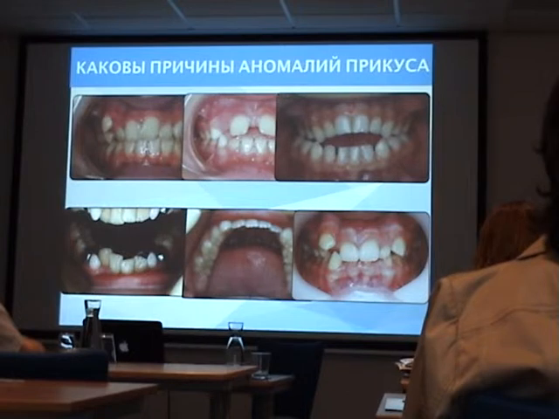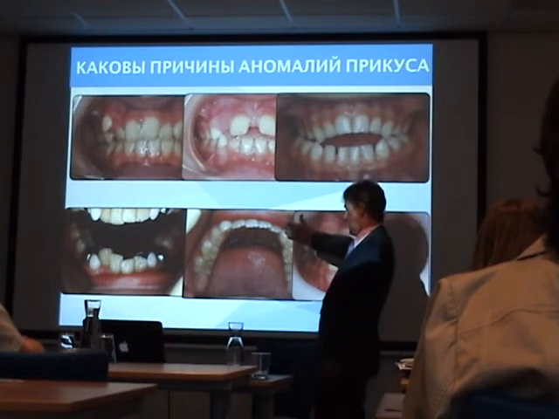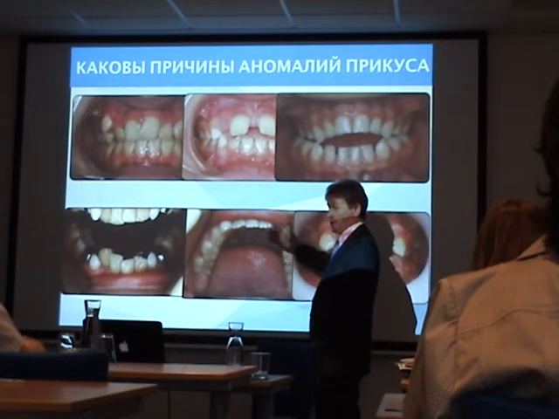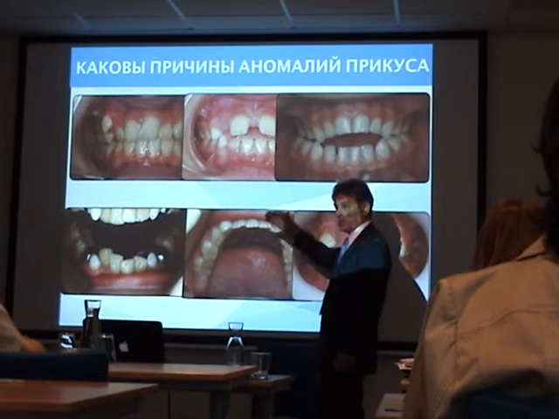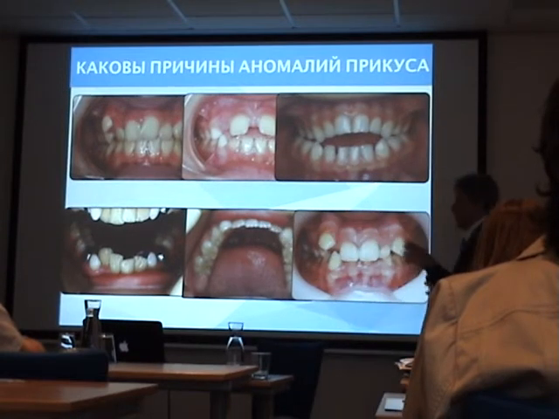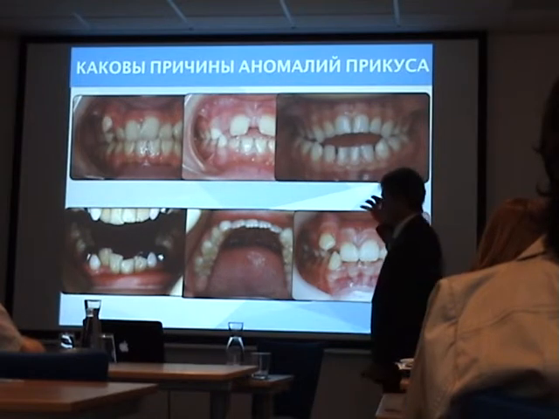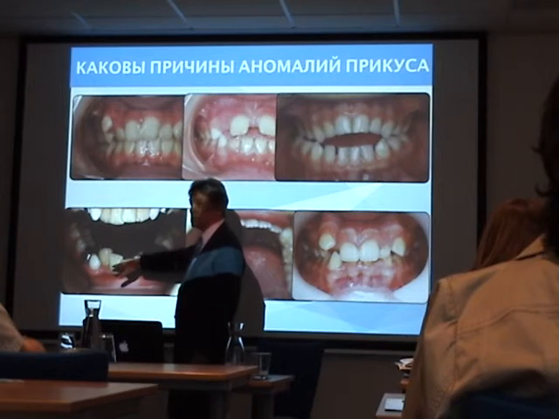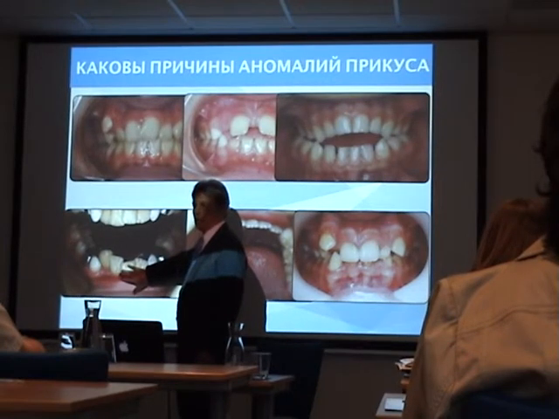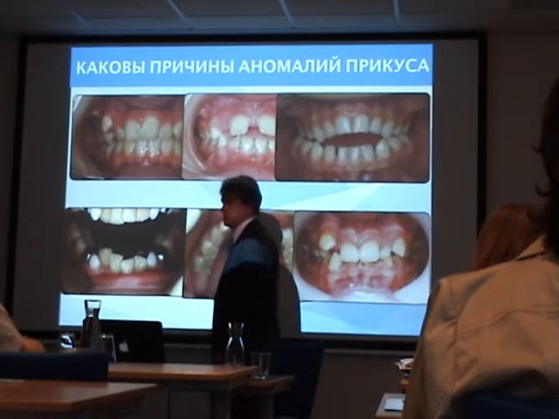So when we look at these cases, we don't think, oh, the space loss, there's not enough arch space, we need to extract teeth. We have to think of what is causing that problem. To me it's very simple, but to those with a lot of orthodontic training, it becomes very difficult to look at a case like this and say, that's not crowding, that's incorrect function.